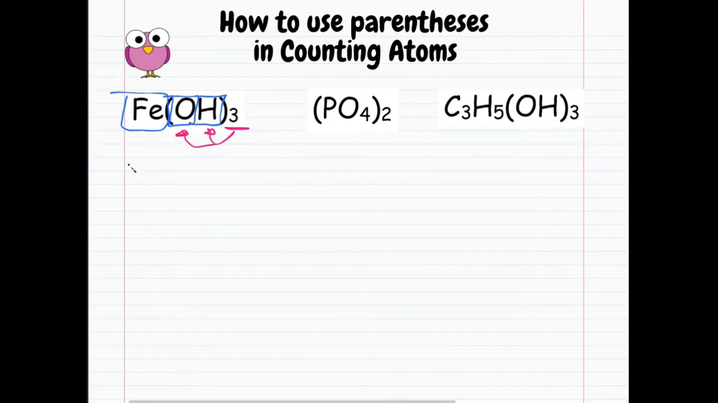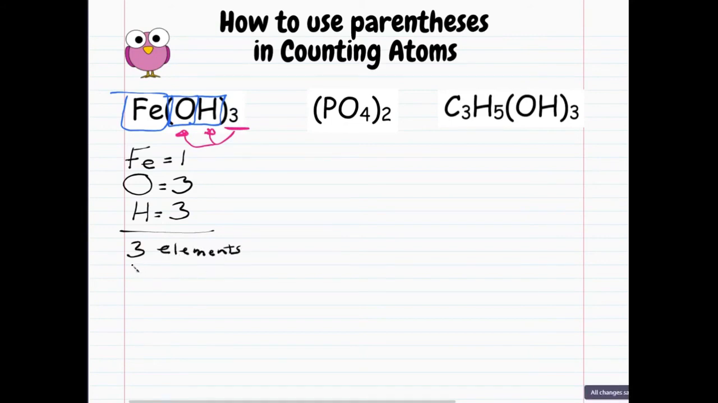So when we write down our elements, we have iron, and there's no subscript or parentheses, so we know iron is just 1. Our second element is oxygen, and since we have the 3 outside the parentheses, that means there are 3 oxygen atoms. And our third is hydrogen, which also has the 3 outside the parentheses. So we end up with 3 elements and 7 atoms.